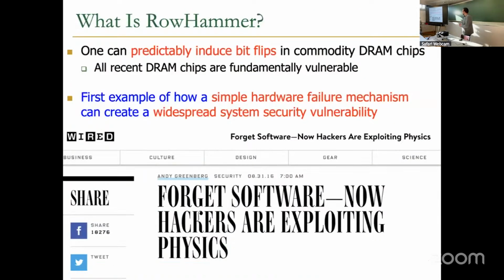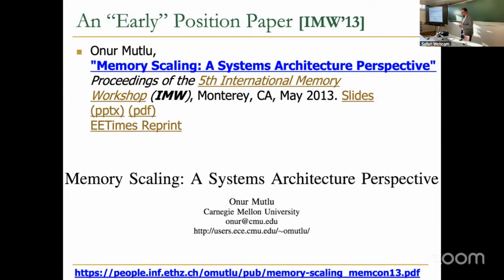Today we will mostly talk about RowHammer, so I will begin with explaining that. RowHammer is a phenomenon where in your memory chips, one can predictably induce bit flips using some software. This is a simple hardware failure mechanism that is triggered by software, and it's widespread across a lot of systems. You might have seen RowHammer in various popular science articles as well, and as I will show in a bit, there are a lot of research papers on this too. It's a hot topic today.